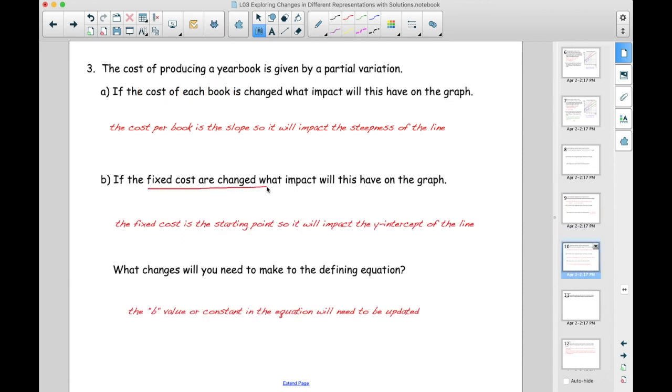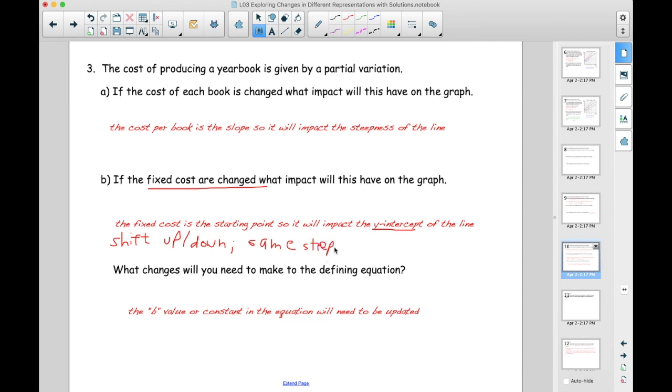So the fixed cost is the initial condition, or the starting point. So if we change that, we're going to impact the y-intercept of the line. So what we're going to be doing is shifting it up or down. So the line will be shifted up or down depending upon whether we increase or decrease that fixed cost. What I haven't written here that I should have written is it has the same steepness, because we didn't change the rate or the cost per book.